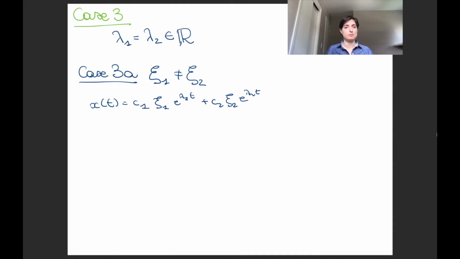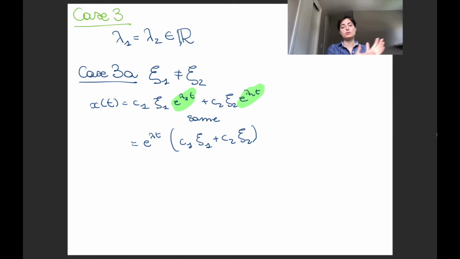the eigenvalue lambda 2. So we can again write the same formula for the solution: C1 xi1 exponential of lambda 1t plus C2 xi2 exponential of lambda 2t. And because lambda 1 and lambda 2 are equal, exponential of lambda 1t is the same as exponential of lambda 2t, so we can take it outside. Now we have exponential of lambda t multiplied by C1 xi1 plus C2 xi2.